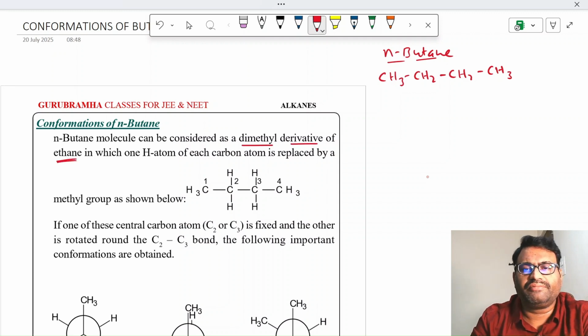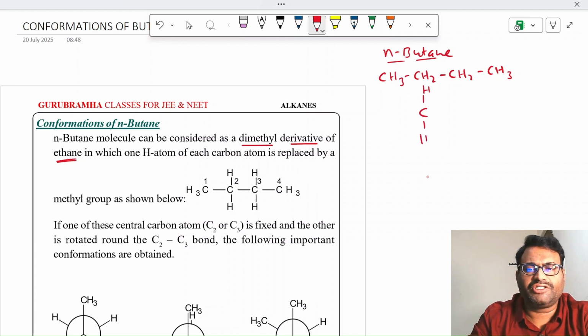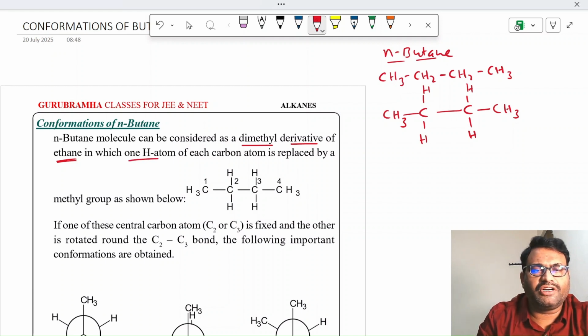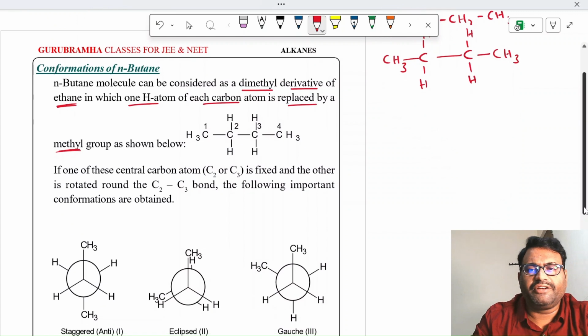See, there is ethane. C2H6 is ethane. Two hydrogens, this hydrogen and this hydrogen, are substituted with methyl groups. Then what do we get? N-butane. So a dimethyl derivative of ethane in which one hydrogen atom of each carbon atom is replaced by a methyl group is called N-butane.